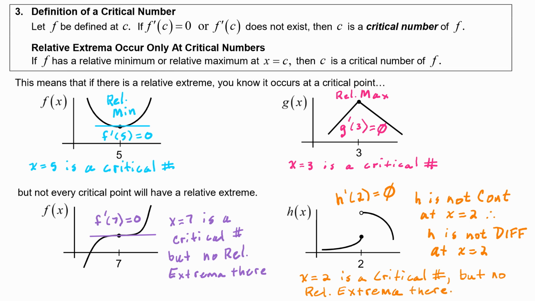So what these examples were trying to show you is that if you know you have a relative extreme value, then you know it happens at a critical number. But the reverse is not true. Not every critical point will have a relative extreme value there. It's possible to have a critical number, as we did here and here, but there's no relative extrema there.